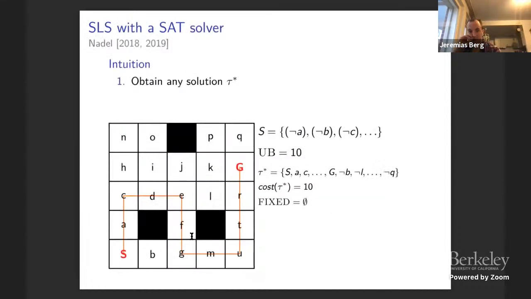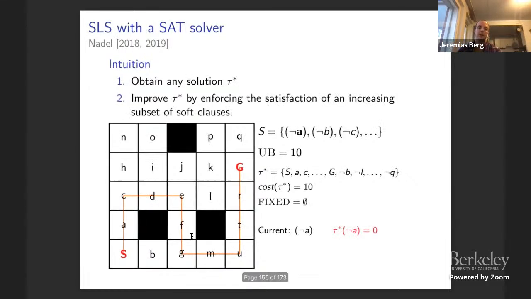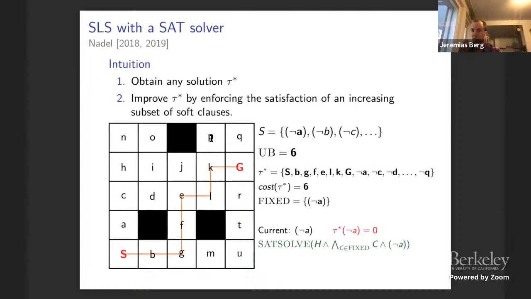So very briefly, this is the final time we'll go back to the grid. You have a solution, then you start looking at all of your soft clauses. First you look at the soft clause, not A. You see that your current solution falsifies it because the path goes through A. So you ask the SAT solver for a new solution that follows all of the soft clauses that you've already assigned plus the new one. So you're saying, find me a path that does not go through A. The SAT solver is happy to give you one, for example, this one.